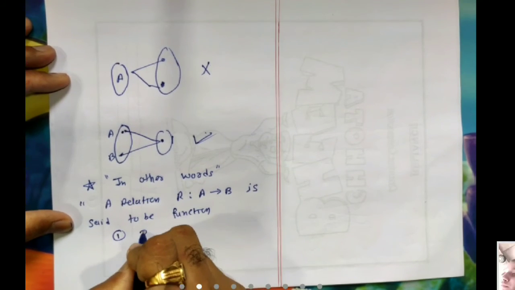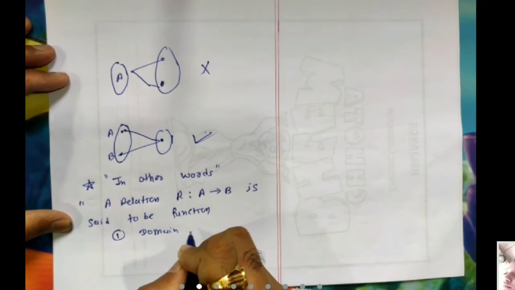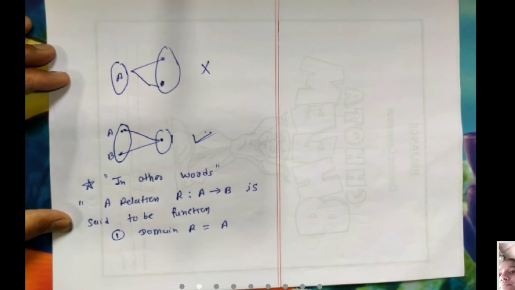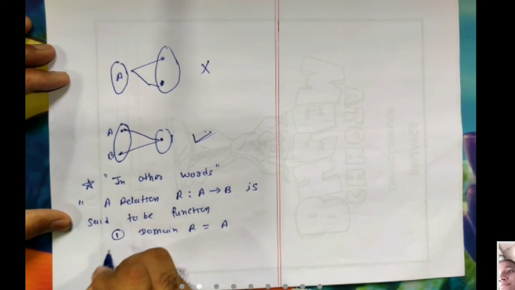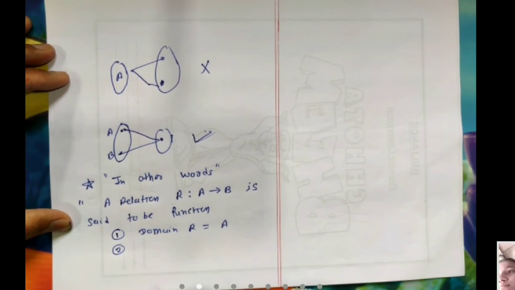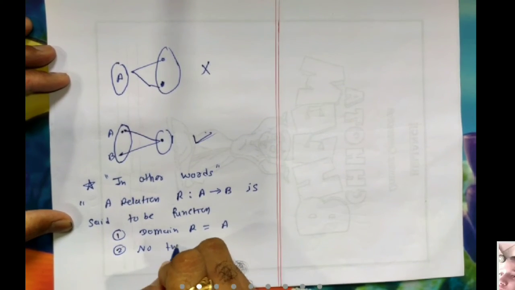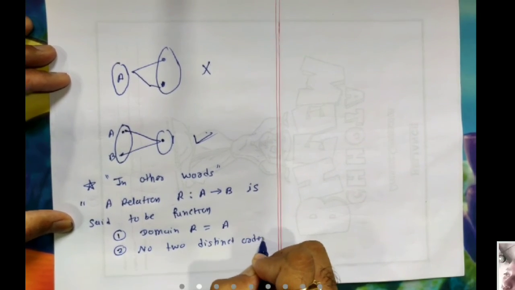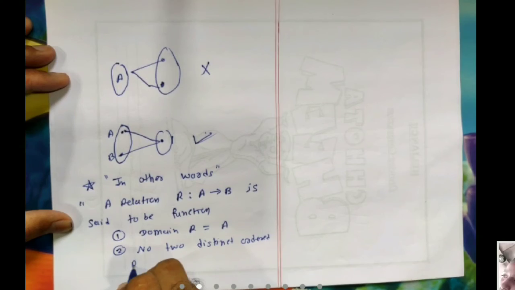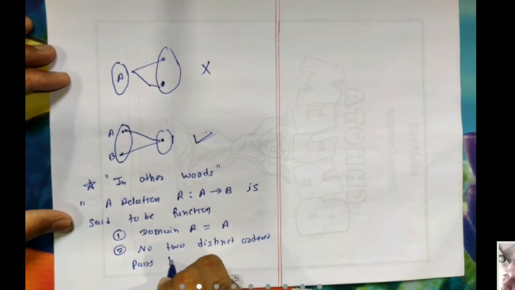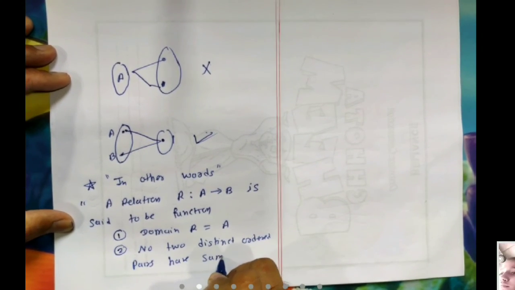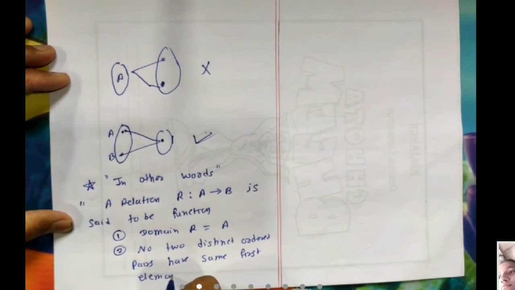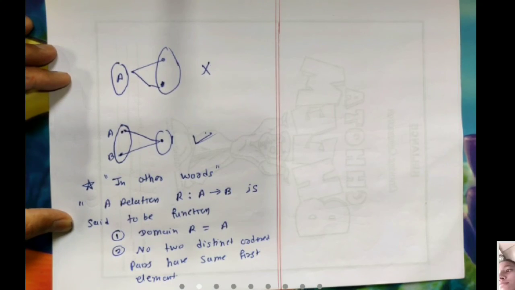So here I am writing the domain of the relation. If the domain of relation R is set A, and second condition, no two distinct ordered pairs have the same first element. Clear students? किन लोगों को समझ में आ गया?